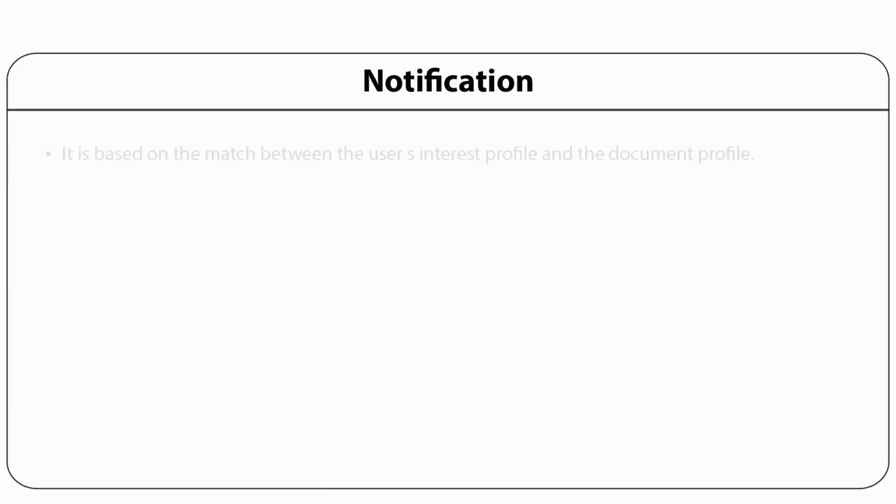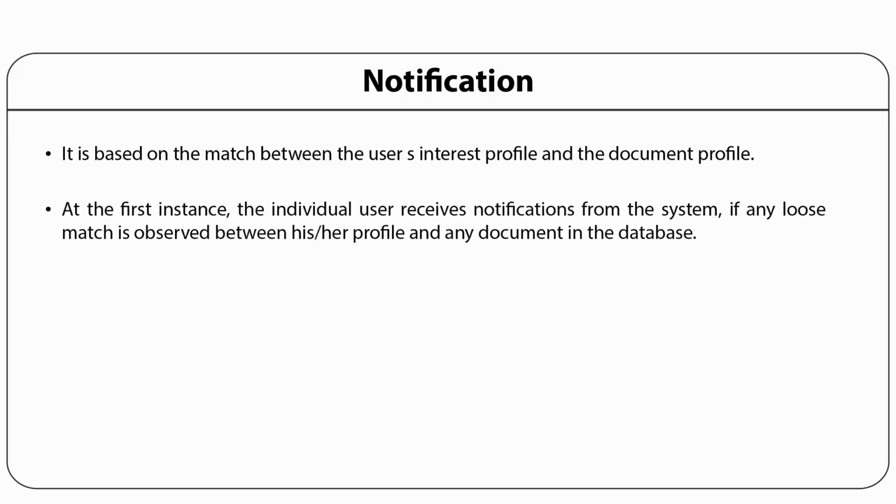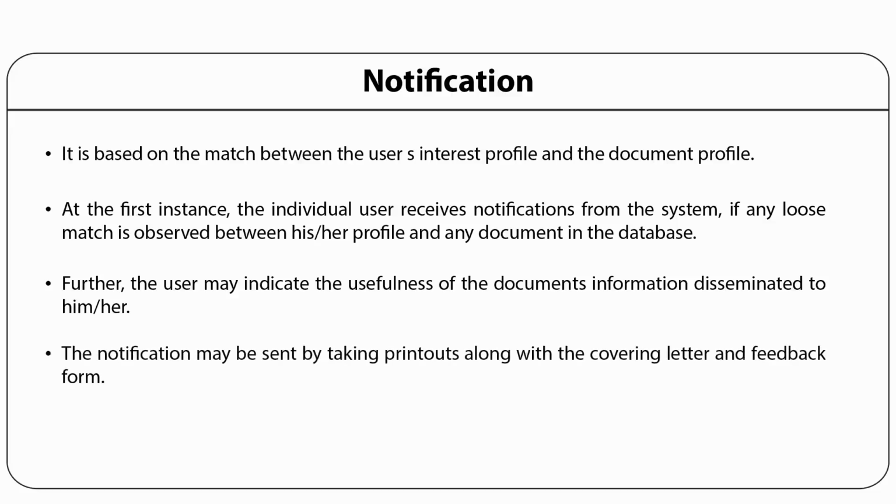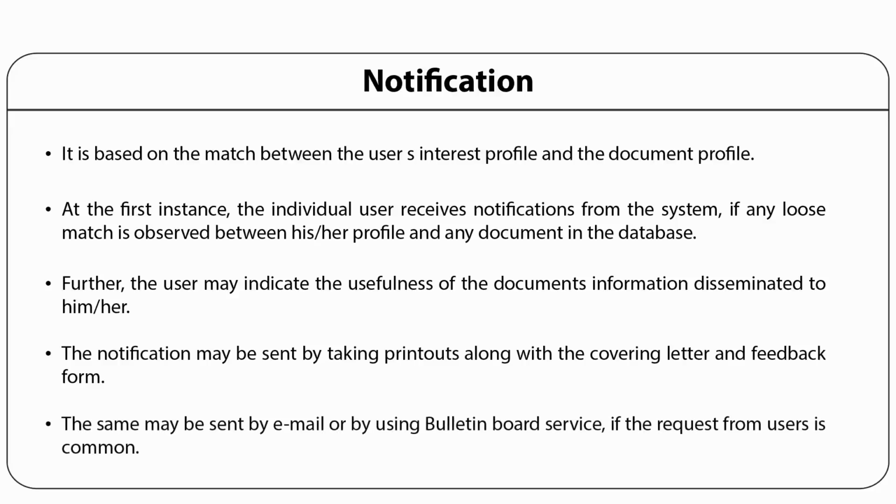Notification. It is based on the match between the user interest profile and the document profile. At the first instance, the individual user receives notifications from the system if any loose match is observed between his or her profile and any document in the database. Further, the user may indicate the usefulness of the document's information disseminated to the person. The notification may be sent by taking printouts along with the covering letter and feedback form. The same may be sent by email or by using bulletin board service if the request from users is common.